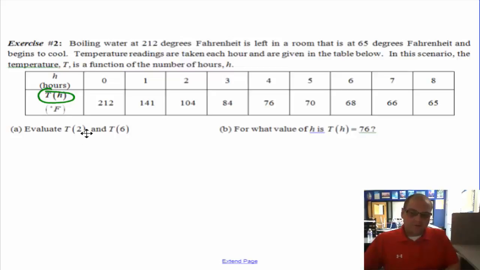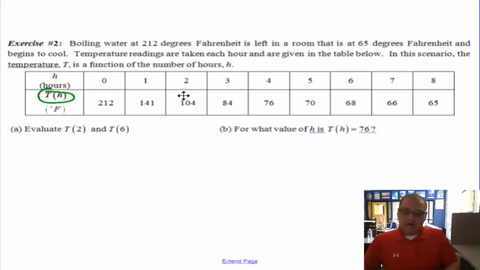Evaluate t of 2. So let's think about this now. The function is t of h. That means t is the name of the function, temperature. That's why they call it t. H is the independent variable. H is the variable that you're plugging in to the equation, if you had the equation. But h is the input value. So what they're saying is to evaluate t of 2, that means 2 is now the h value.